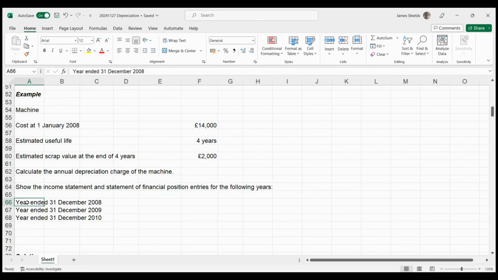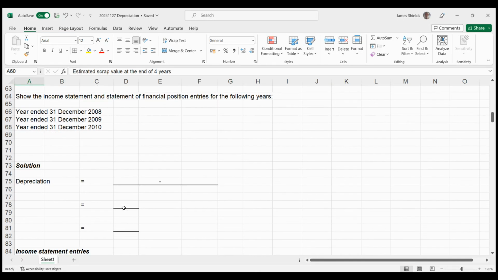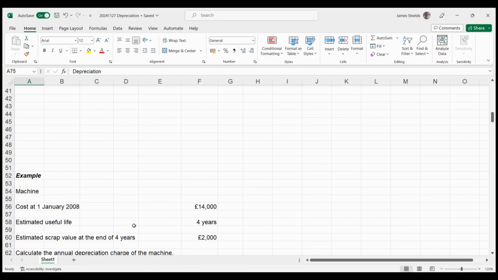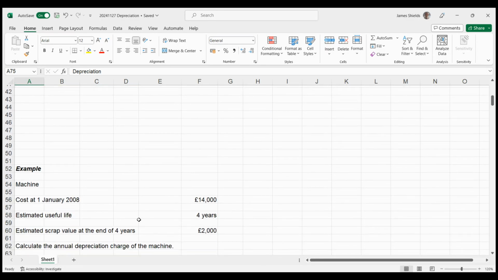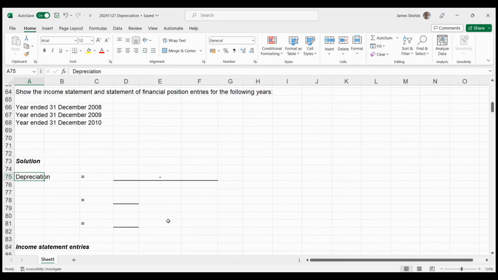We've got the year ended 31st December 2008, the year ended 31st December 2009, and the year ended 31st December 2010. So you notice here that we've got an estimated useful life and an estimated scrap value. So the method we're going to use for depreciation is, if I go back to the beginning of the session, the cost of the asset. Now the cost of the asset was £14,000. So we have £14,000 in there.